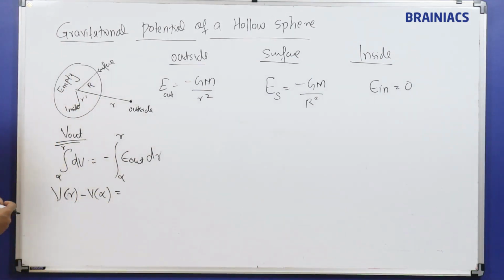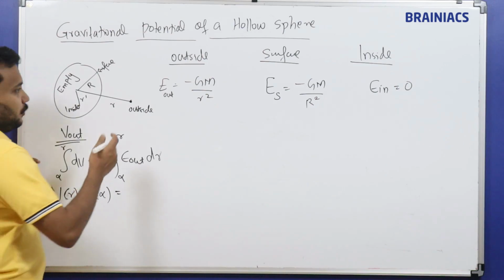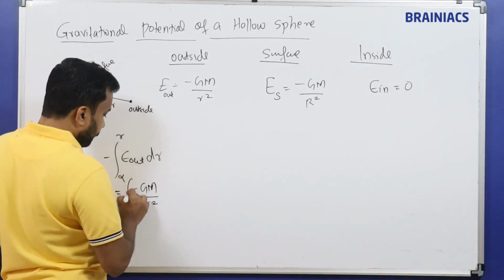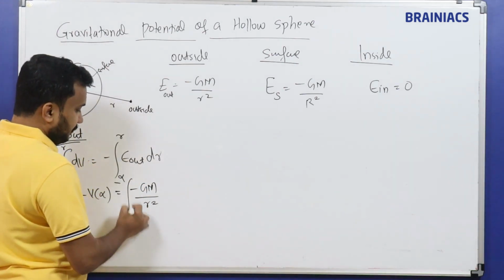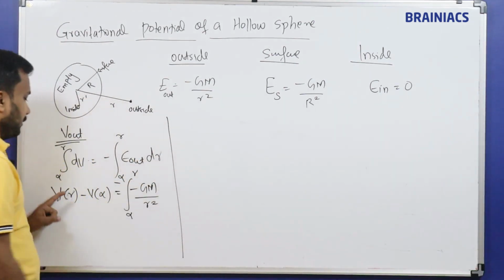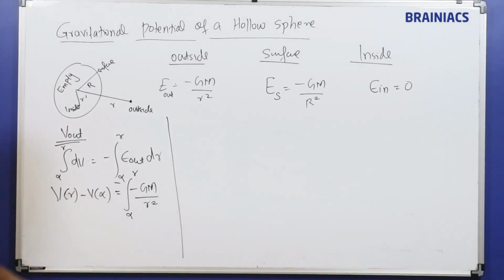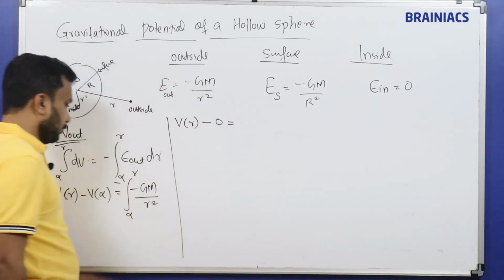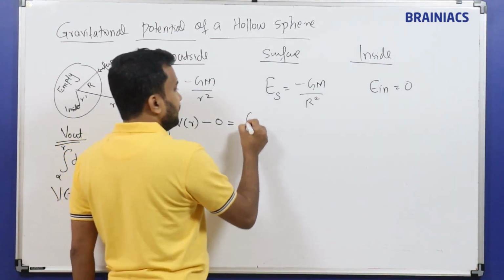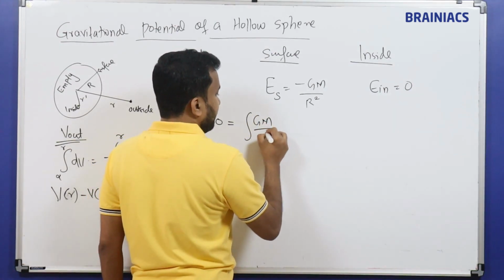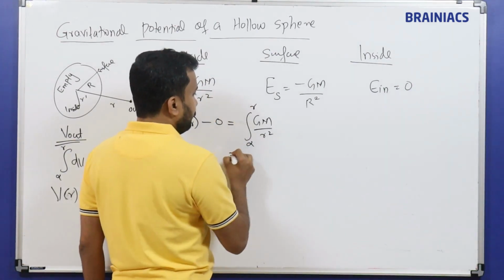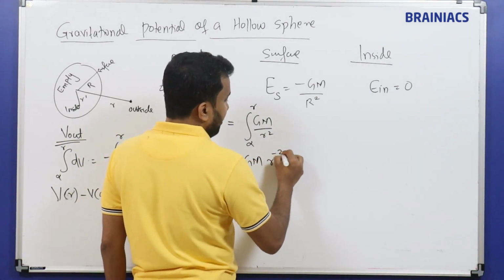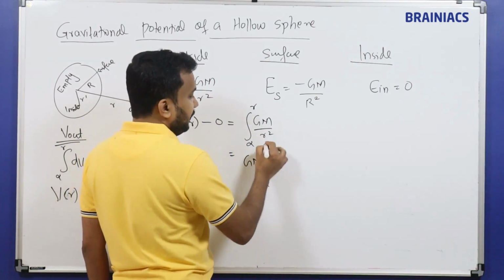So E out. What is the value of gravitational field intensity at outside? Minus GM by r square. So minus GM by r square, we are putting inside the integral from infinity to r. So we need to solve this one. V of infinity is 0. So V of r minus 0 is equal to, minus and minus become plus, integral GM divided by r square from infinity to r. So we are integrating this one. GM by r square can be written as r power minus 2, integral infinity to r.